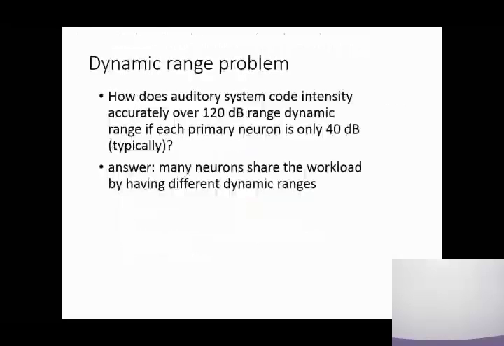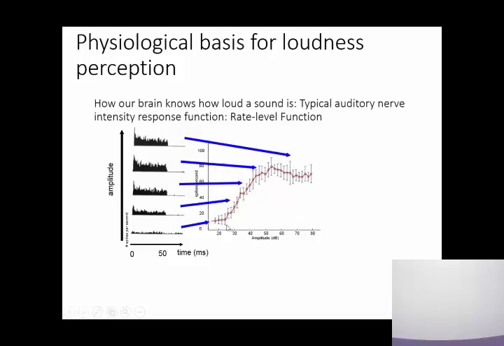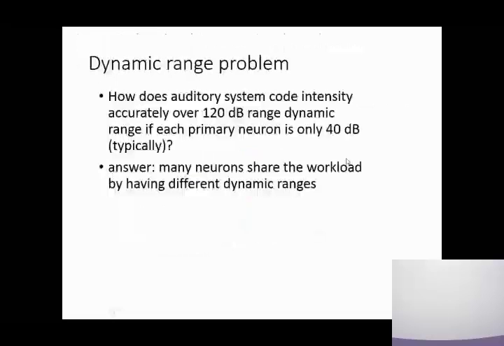So we need to solve one more issue, called the dynamic range problem. How do we code intensities accurately over 120 decibel if our primary neurons can only have a 40 decibel dynamic range? Let me show you where this 40 decibel comes from. This is the range from about 25 to, in this case, about 60. Not even 40, it's 30 decibel that this neuron can give us in loudness information.